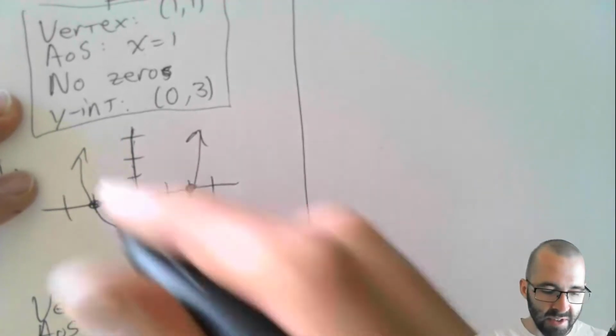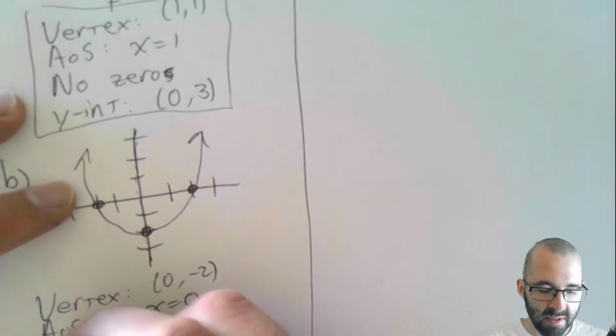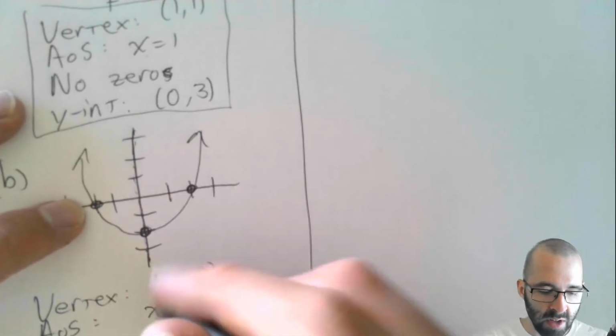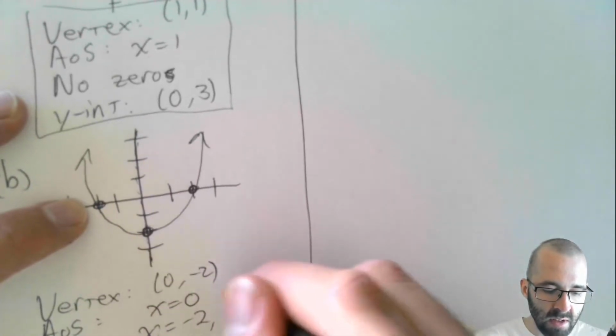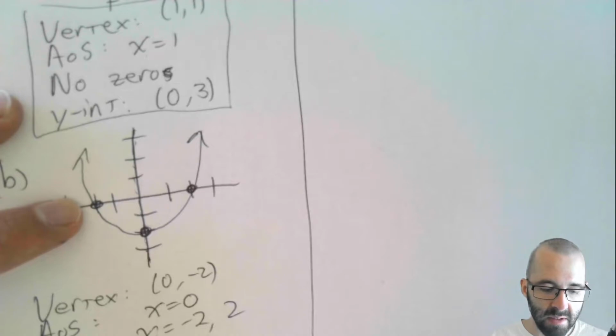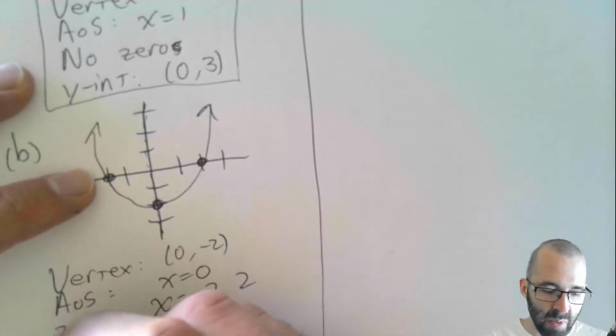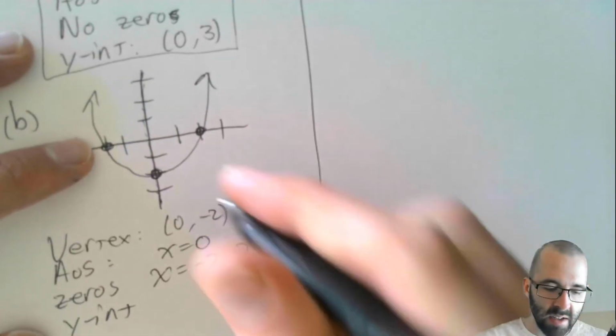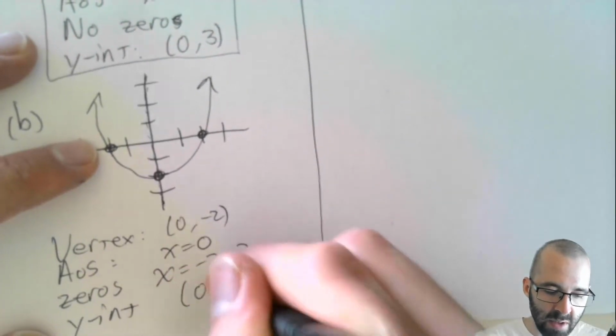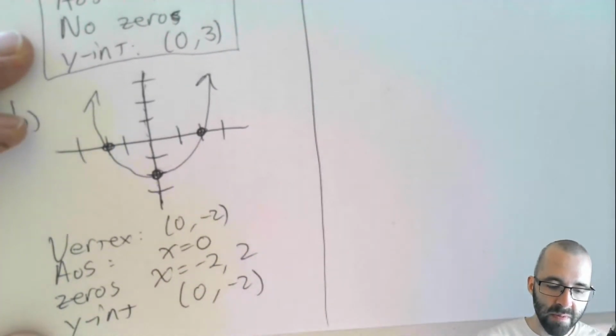Okay. So the zeros here, x-intercepts, same thing. Zeros are going to be when x is equal to -2 and +2. And finally, the y-intercept is where it intersects the y-axis, which is going to be 0, -2. That point.